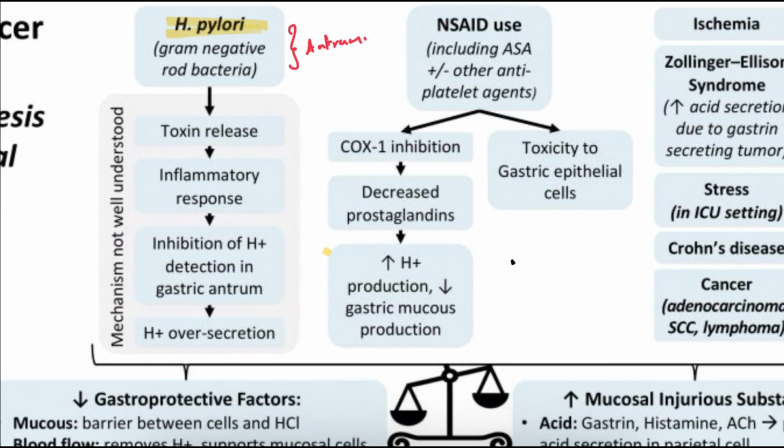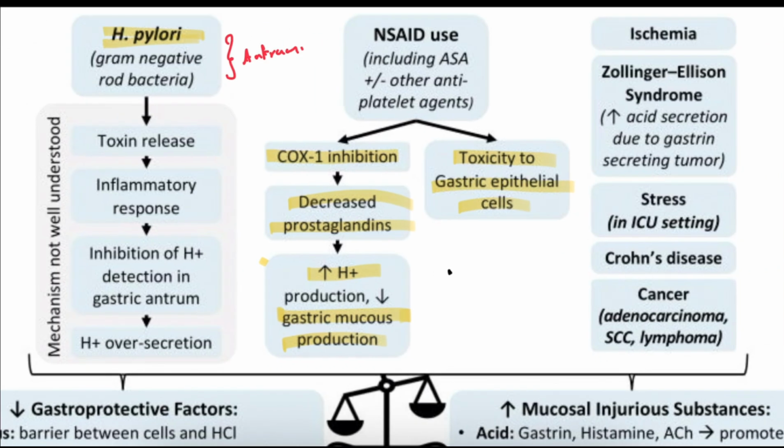Next we can see NSAIDs, including aspirin, with or without other antiplatelet agents. In NSAID use, we can see COX inhibition, the COX-1 inhibition. It will reduce the prostaglandins. Then it will reduce the mucus, bicarbonate and blood flow, and you can see mucosal breakage. Then it will cause ulcer. It will increase acid secretion and gastric mucosa production will reduce. Okay, so these are the things. Next, toxicity in gastric epithelial cells, you can see this.